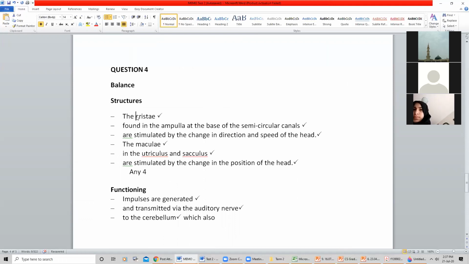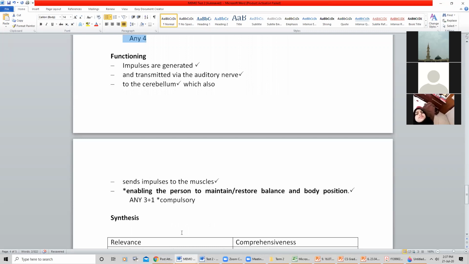Now, if you look here, for the first part, the cristae, which are in the semicircular canals, and the name of the stimulus, change in speed and direction of the movement. And then the maculae, which is the receptor, the position in the inner ear, and the name of the stimulus. For those six, this memo is saying any 4. So even if you had all of them, you could get a maximum of 4 marks there. The other 4 marks were for speaking about the functioning.